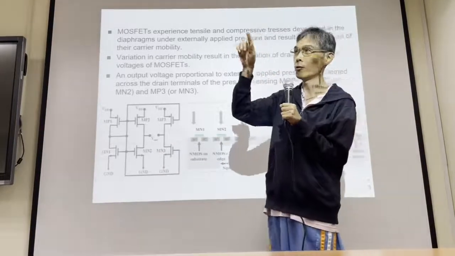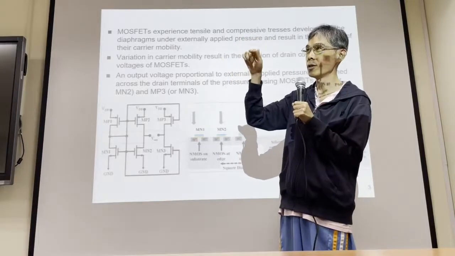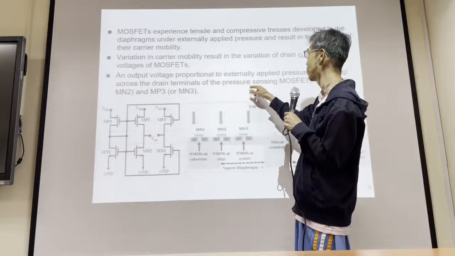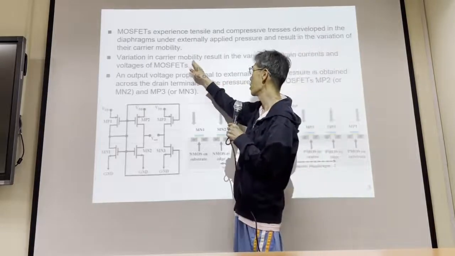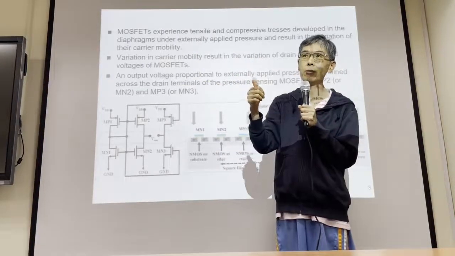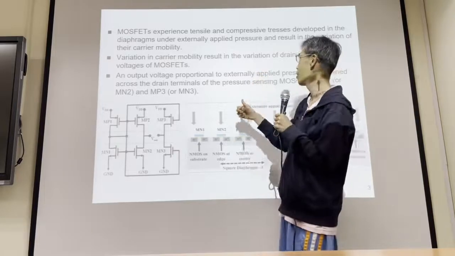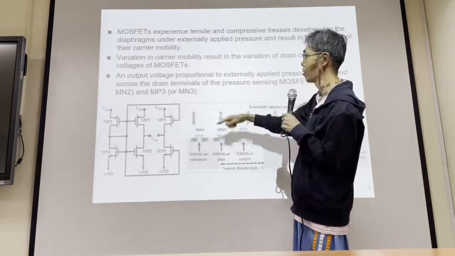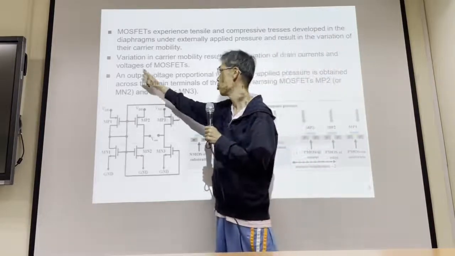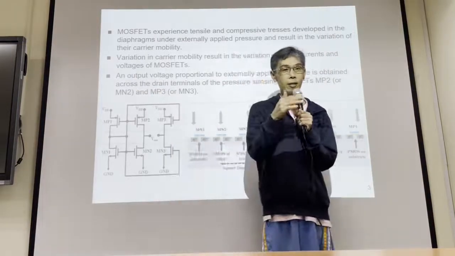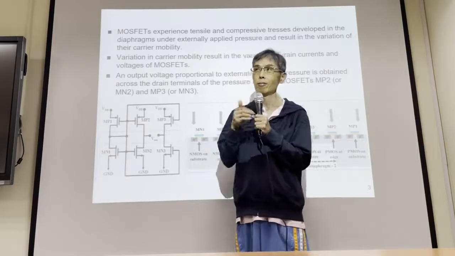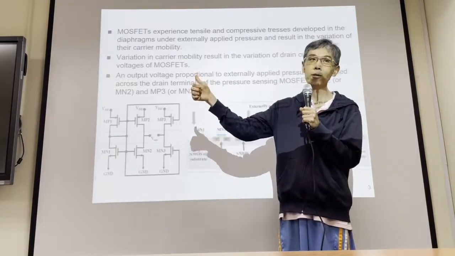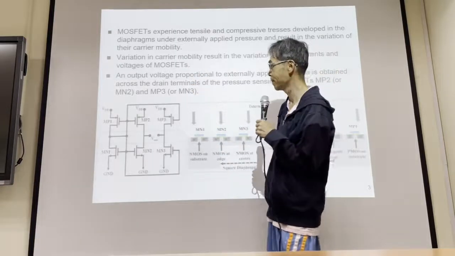Then the carrier mobility. Remember, voltage equals current times resistivity. So if the carrier mobility changes, then current changes, so the voltage changes too. The chain reaction: mobility change, current change, then voltage change. Okay.